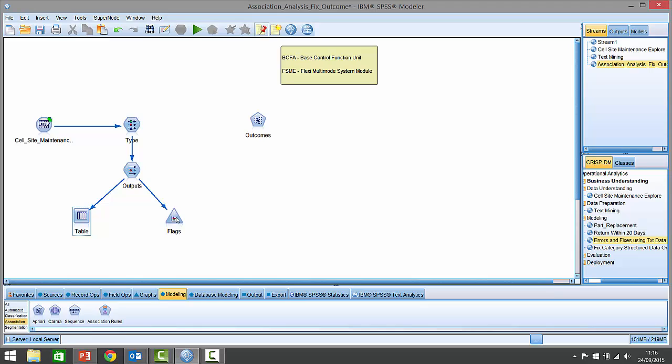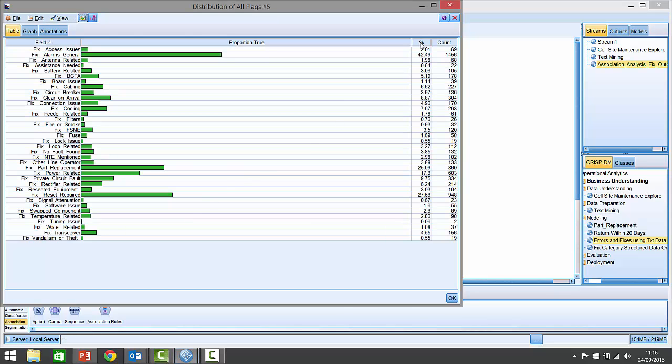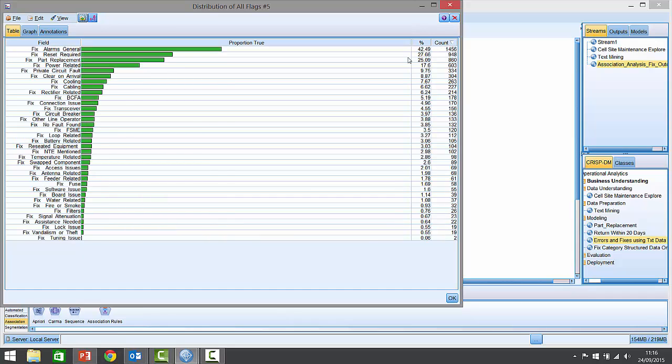So what we end up with is a series of flags that we were trying to find rules or predictions for. We may not find rules or predictions for every single one of them. We may not find rules or predictions for vandalism or theft. I mean, some of these occur very rarely. As we can see, tuning issue only occurs twice. Some of them occur very commonly, like resets occur 27% of the time. Rectifier occurs 6% of the time. But some of them are relatively rare, somewhere in between. So FSME is coming in about 3.5% of the time, and BCFA is coming in about 5% of the time.